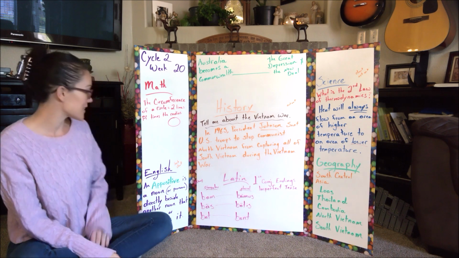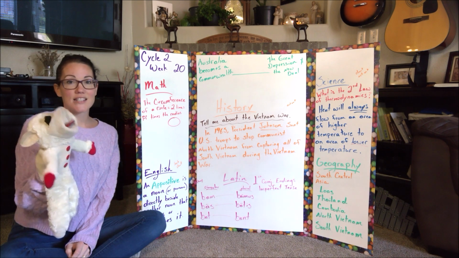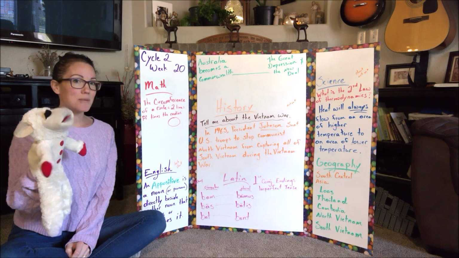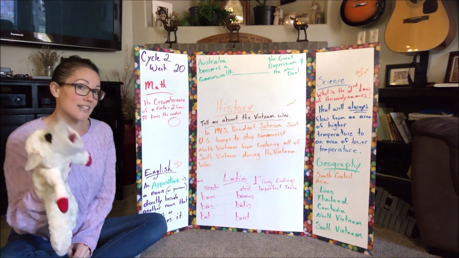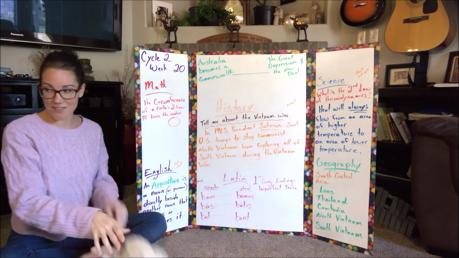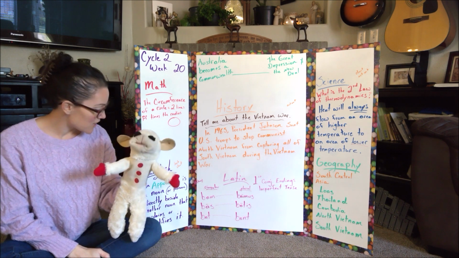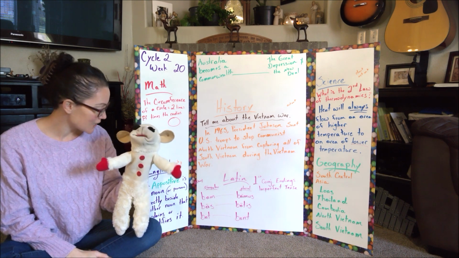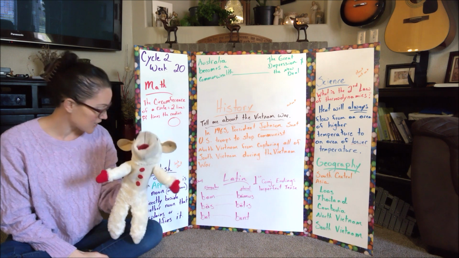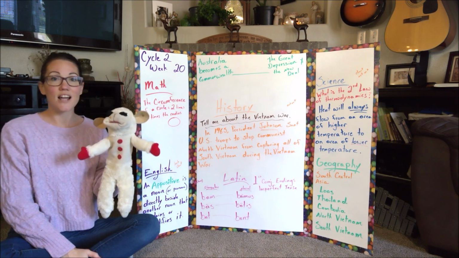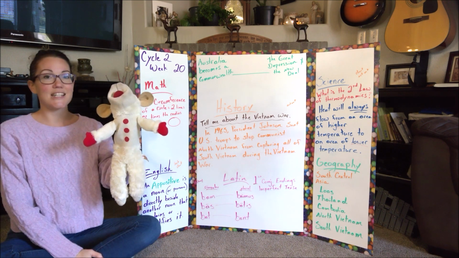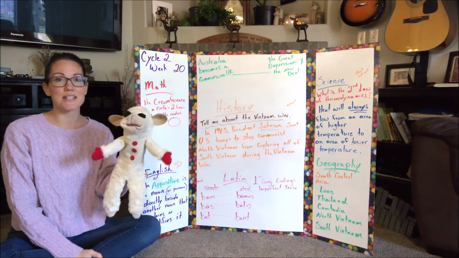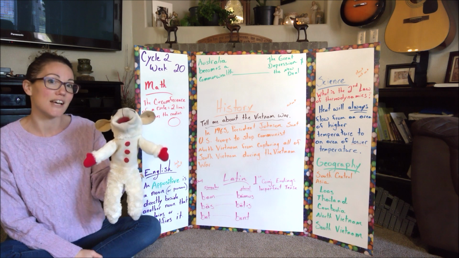English. An appositive. An appositive is a noun or pronoun directly beside another noun that explains or identifies it. That explains or identifies it. An appositive is a noun or pronoun directly beside another noun that explains or identifies it. One more time. An appositive is a noun or pronoun directly beside another noun that explains or identifies it.